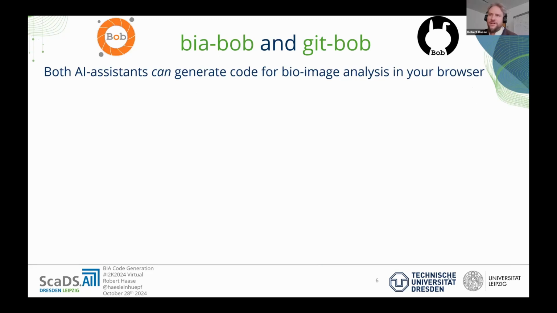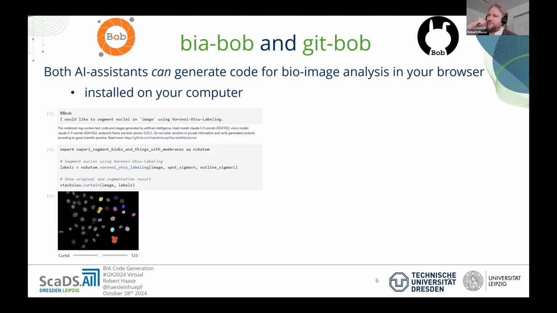So first of all, I would like to introduce two things, bia-bob and git-bob. BIA stands for BioImageAnalysis, and Git obviously comes from github.com. Bob might be related to a short version of my first name. I'm trying to make myself obsolete by replacing me with AI. So bia-bob and git-bob are both capable of generating code for bioimage analysis, and they are aimed at different scenarios, and also at a somewhat different target audience.